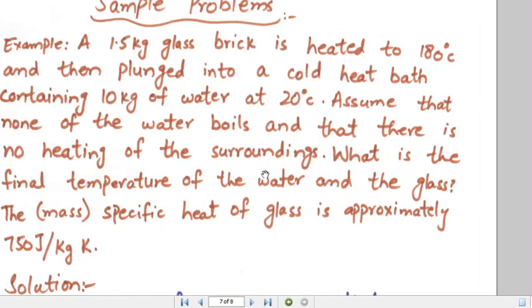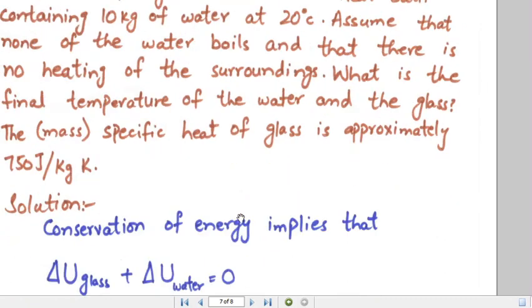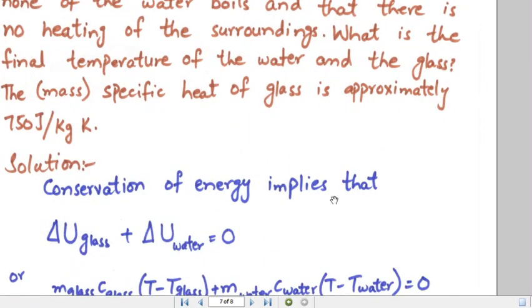So how can we solve this problem? We can use the conservation of energy principle. What we know is that the total energy of the system will always remain constant. It means that the change in internal energy of the glass plus the change in internal energy of the water should be equal to zero. So, from the conservation of energy principle, the change in internal energy of the glass plus the change in internal energy of the water is equal to zero.